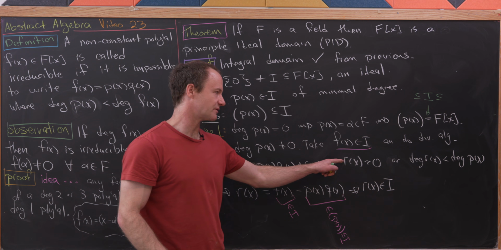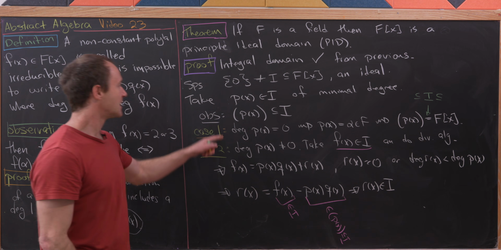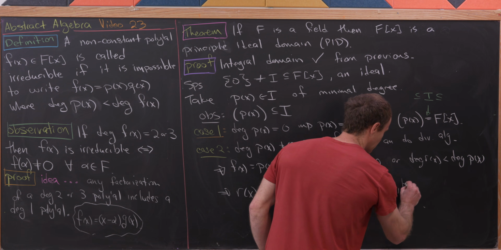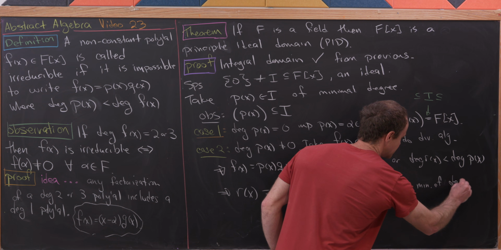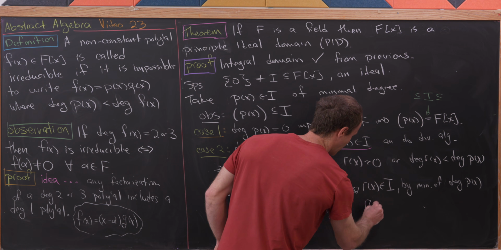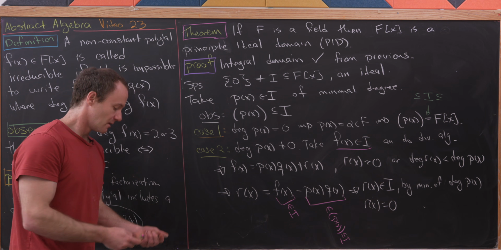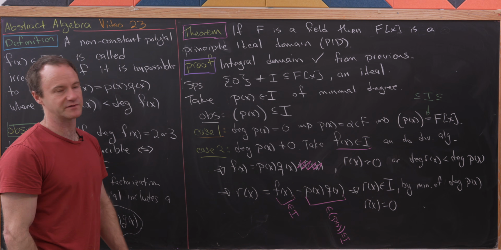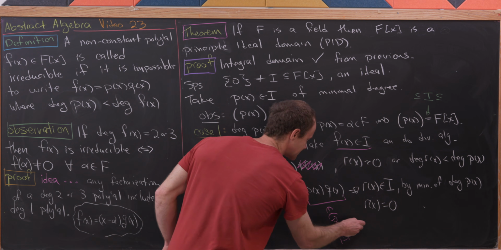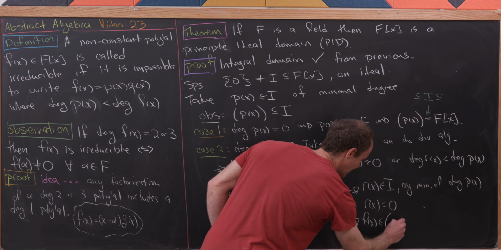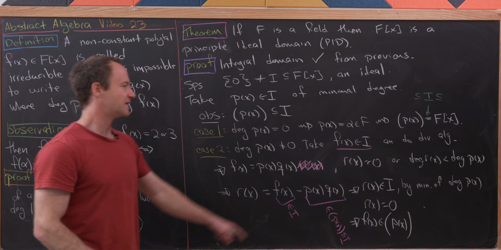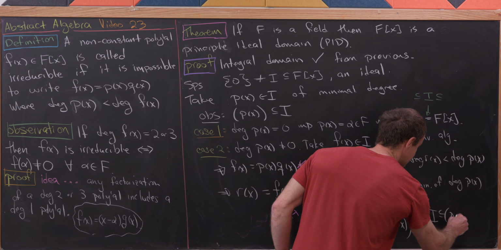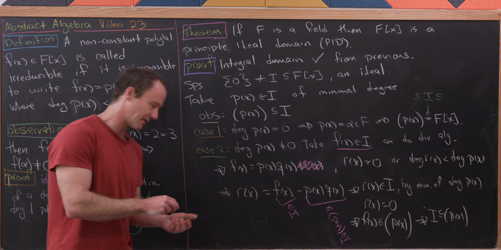Oh, but let's look at this. We know that R of X is equal to 0 or the degree of R is less than the degree of P. By the minimality of the degree of P, we know that R of X must be equal to 0. But if R of X is equal to 0, we can just get rid of this right here. And then we have F of X is a multiple of P of X. But that's exactly what it takes for F of X to be inside of the ideal generated by P of X. But then since F of X was taken to be an arbitrary element of the ideal, that proves that this ideal is in fact a subset of the principal ideal generated by P of X.